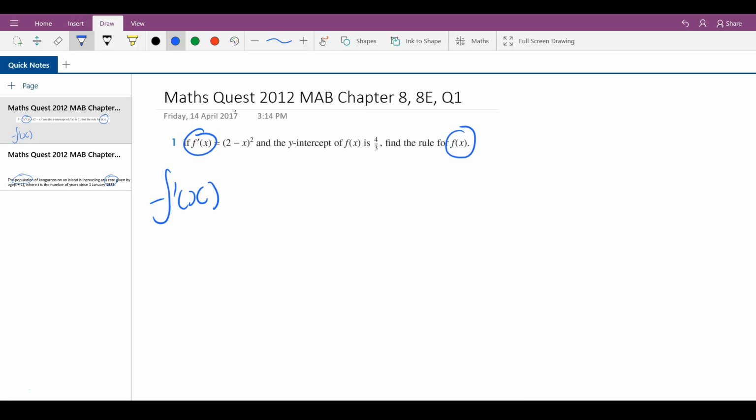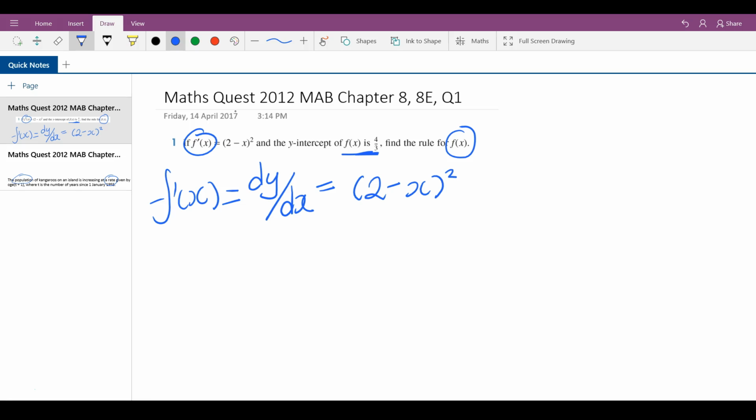Now please remember, f dash x has the same meaning as dy dx. Do not forget about that. They're the same. So dy dx is equal to (2 minus x) squared. Now we're given a y-intercept here, which is the c in the original function. So we're going to leave it like that right now. We're not going to use it now.